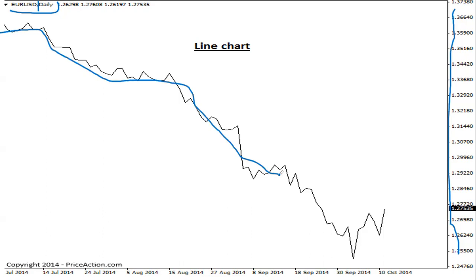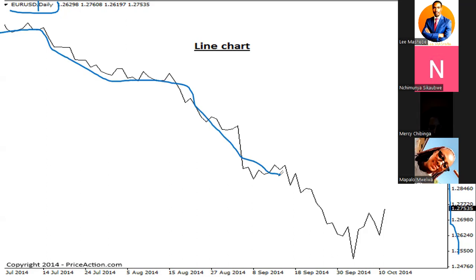Now, the advantage of using a line chart is that it gives you the overall picture, the overall trend of the price. You can simply tell that this is an uptrend or this is a downtrend. In this case, you are able to tell that this is a downtrend. So that is an advantage of using a line chart. You can use a line chart if you want to easily identify the overall picture of the price, the overall trend of the price.